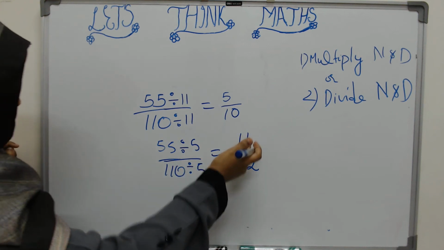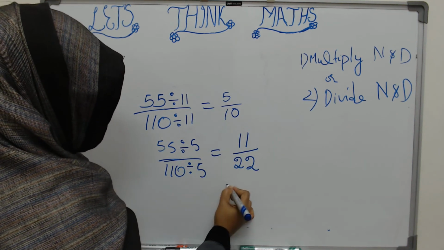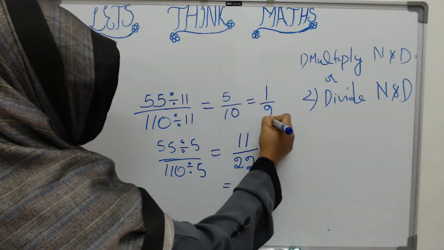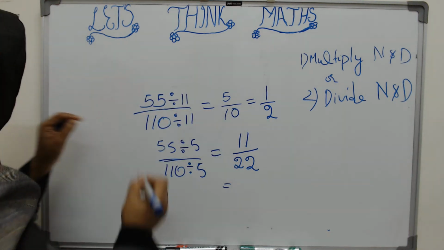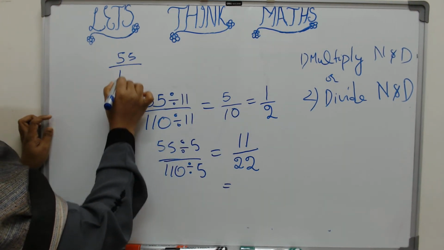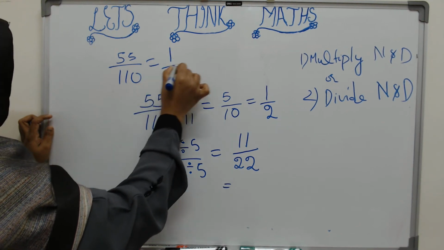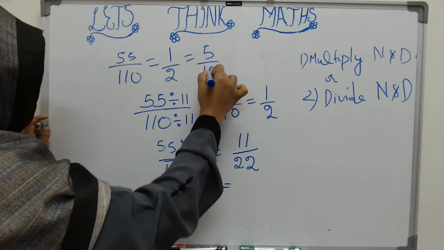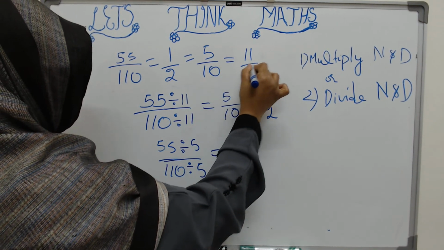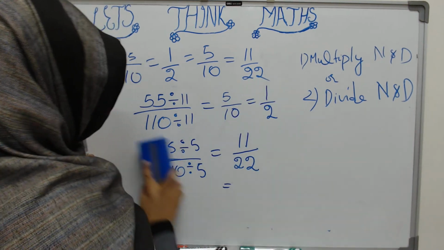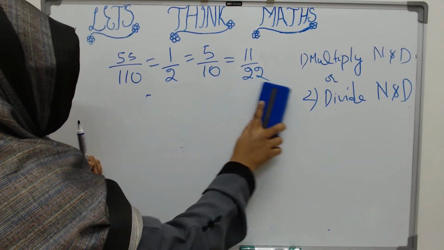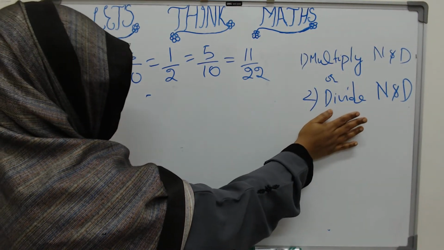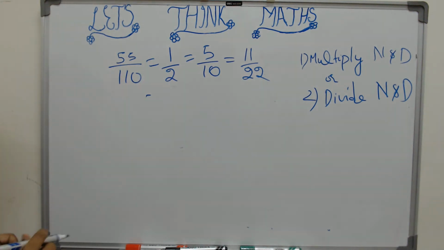Now you don't have to go far away. Just see what is 11 by 22 or 5 by 10. Both of them will be 1 by 2. So you have got 4 of them here. One is 55 by 110. That is the same as 1 by 2. And that is the same as 5 by 10. And that is the same as 11 by 22. So we have seen one example where we multiply and get the equivalent fractions, and then we have seen one example where we divide and we get equivalent fractions.